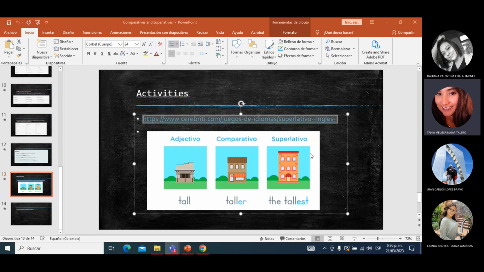So what are you going to do? Like in this example, you are going to draw. You need to draw the adjective on a paper. Like in this image, we have the adjective tall, the comparative taller, and the superlative the tallest. You need to compare in the images, only by telling this and by drawing, like in this example. Okay.